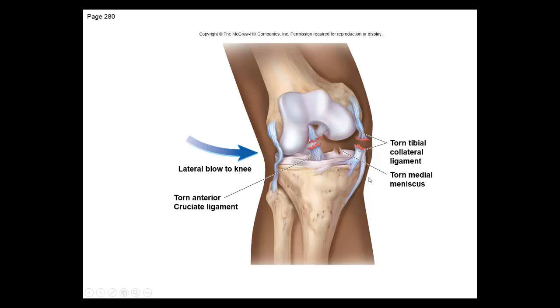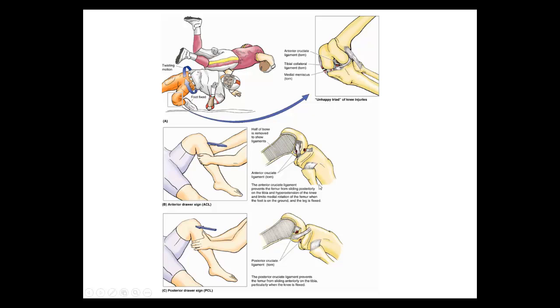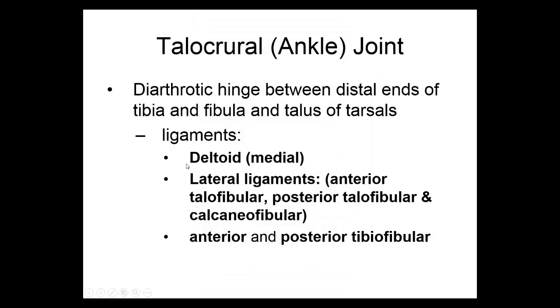A lateral blow or anterior blow or posterior blow to the knee can result in torn ligaments. The most common ligaments to be torn are the ACL and the PCL, anterior cruciate and the posterior cruciate. How do I know that the anterior cruciate was the one that got damaged? If I pull the leg forward, it shouldn't slip forward. If it slips forward, then it's the ACL that got damaged. If I push on it and it slips backward, then it's the PCL, or the posterior cruciate ligament, that got damaged.